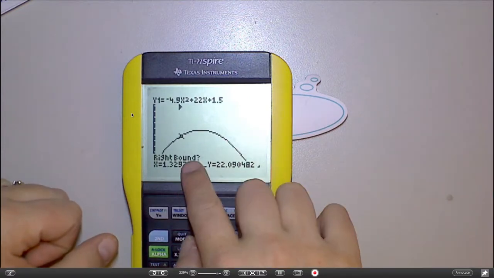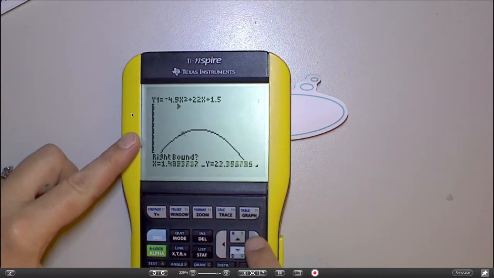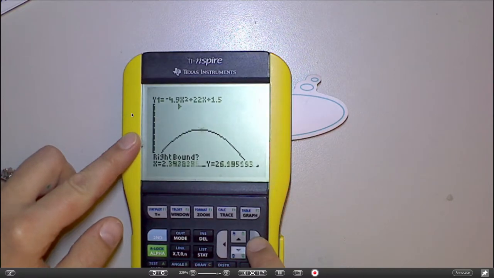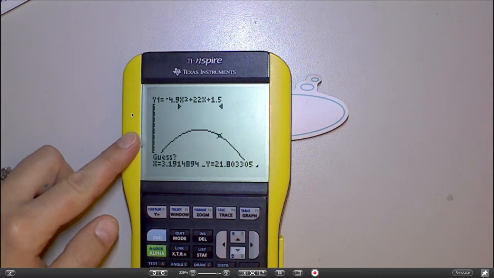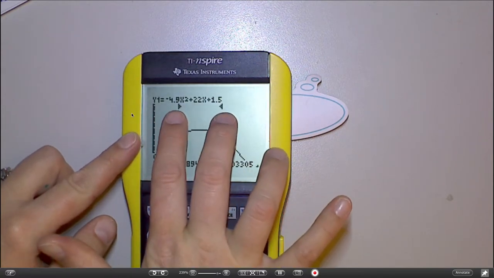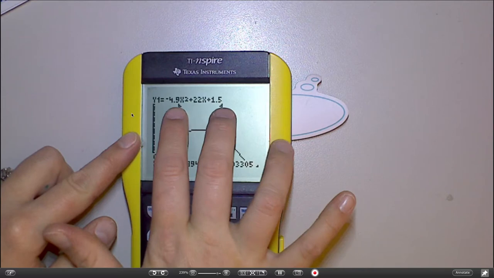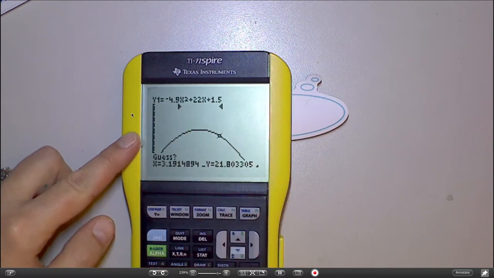Now it says right bound. So I'm going to move my arrow back to the right. And again, I want to go somewhere to the right of the bump. Doesn't matter how far. Hit Enter over there. And so now your calculator has its two boundaries set, and it's going to look for the highest point between those two arrows. When it says guess, you just hit Enter one more time.